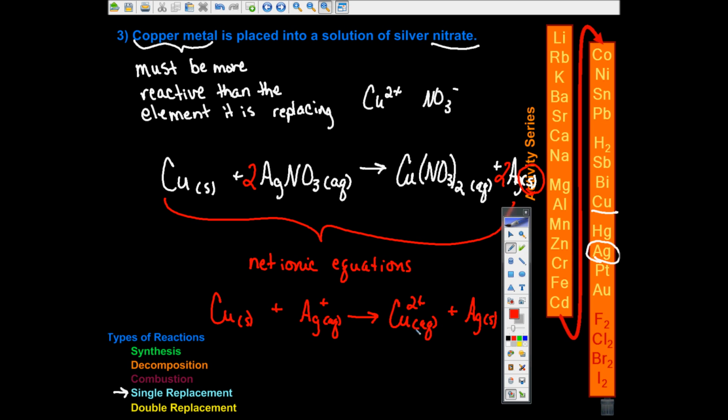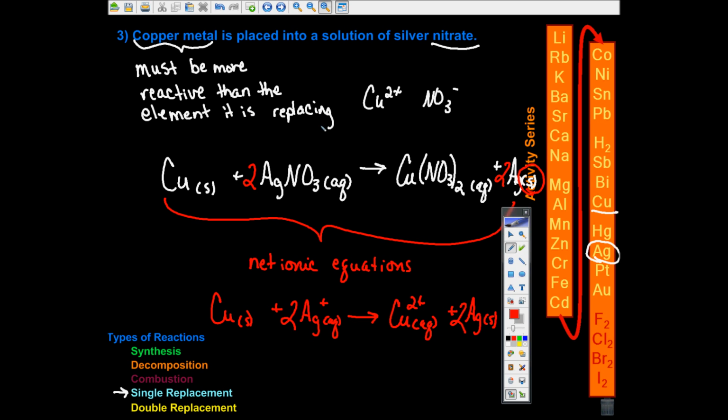Now you have to make sure that your net ionic equations are balanced by mass and balanced by charge. Right now I have this silver over here, but it only has a +1 charge, and this copper has a +2 charge. So that means I need to put a 2 in front of it so that I have +2 on this side as well. And so that means that my silver by mass is out of balance, so I need to put a 2 over here.